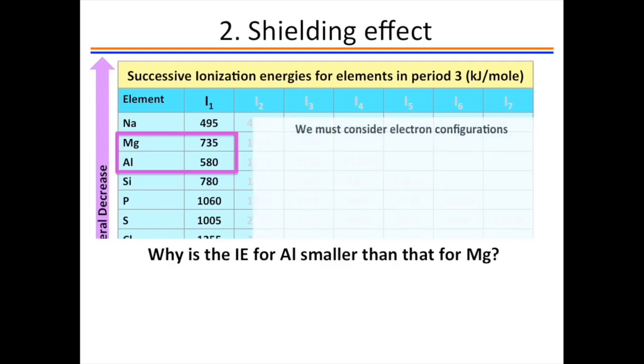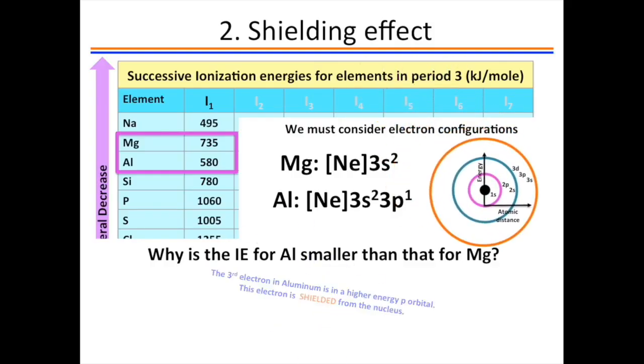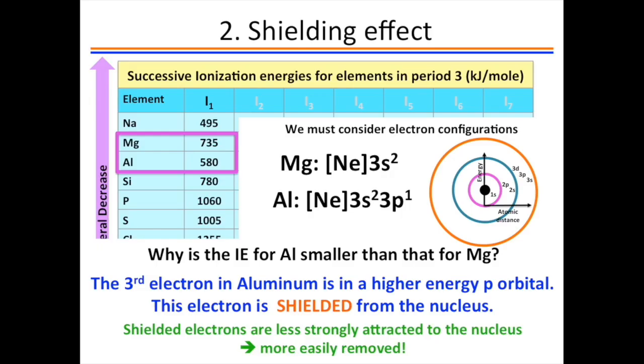Let's go back to the electron configurations to answer this question. The electron configuration for magnesium has 2 paired electrons in the 3s orbital. The aluminum configuration puts an electron in the 3p orbital. The 3p is typically slightly higher in energy than the 3s, and so it is easier to remove a 3p electron than a 3s electron. The electrons in the 3p orbitals are said to be shielded by the 3s electrons. Shielded electrons are less strongly attracted to the nucleus.